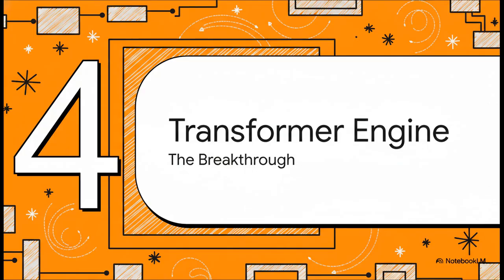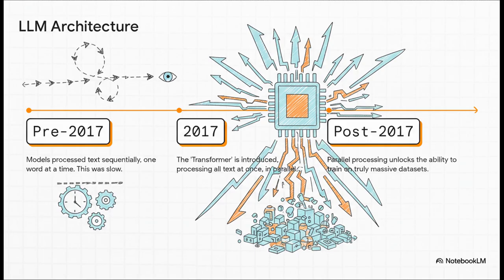Now, everything we've talked about, the trillions of calculations, the mountains of data, none of it would be possible without a revolutionary breakthrough that happened just a few years ago. It completely changed the underlying architecture of these models. Before 2017, the models had to read just like us, one word at a time from left to right. It was slow, it was inefficient, and it really limited how big they could get.